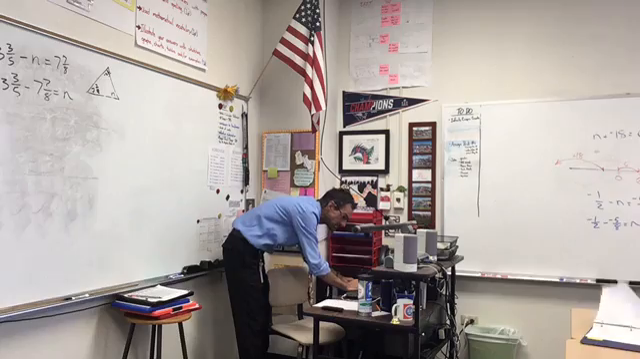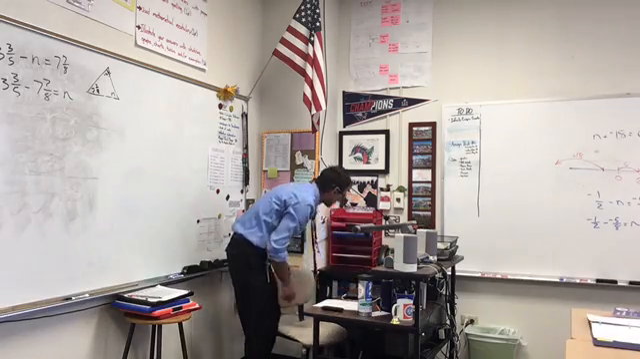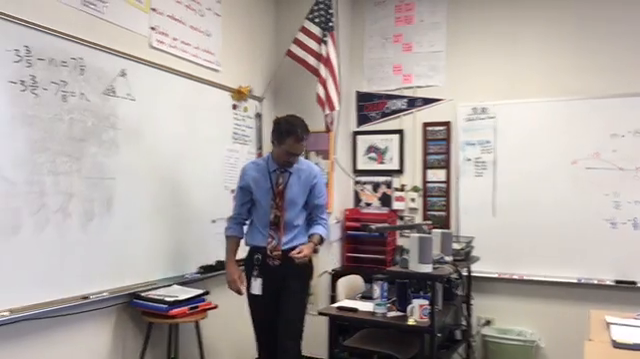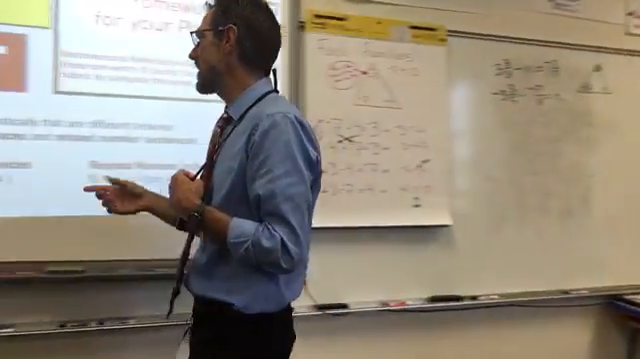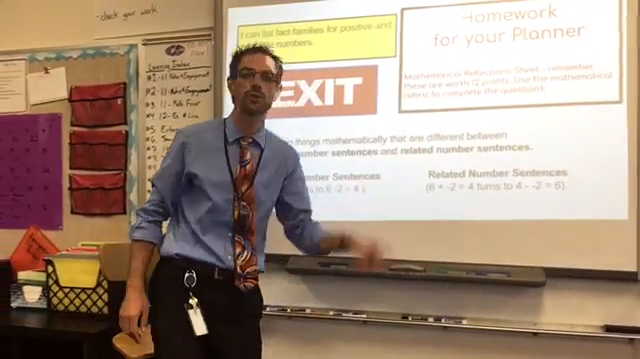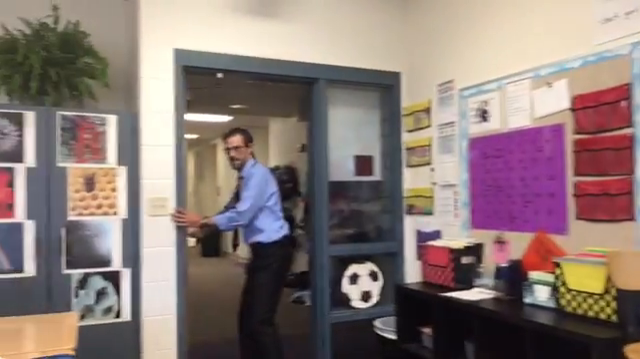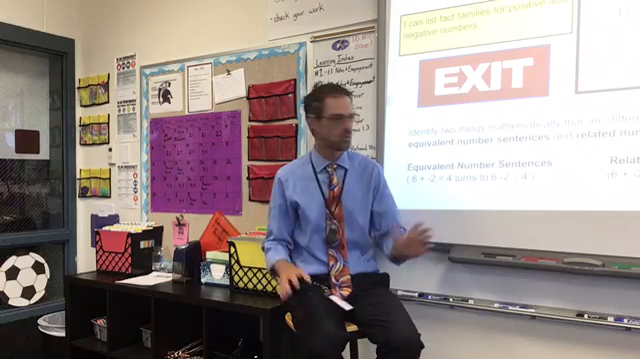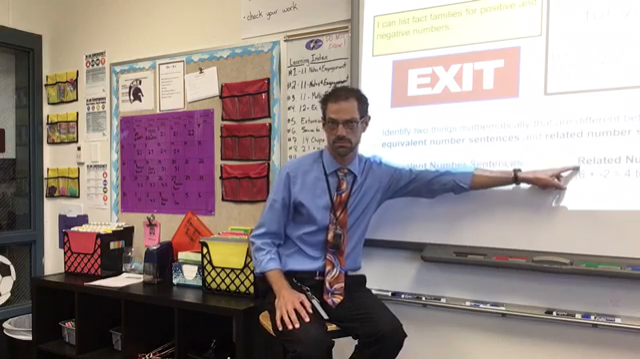Exit ticket. Identify 2 things mathematically that are different between equivalent number sentences and related number sentences. These are equivalent number sentences. So you just have to identify what's different between equivalent number sentences and related number sentences. These are fact families. These are not.